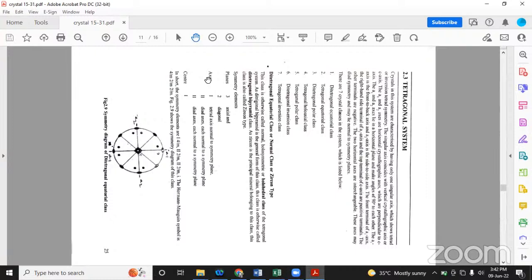Sorry, this is the normal class, or ditetragonal dipyramidal class, or zircon type. These three are the same. This has 5 planes of symmetry, symmetry elements with planes. 5 planes of symmetry: 3 are axial and 2 are diagonal.